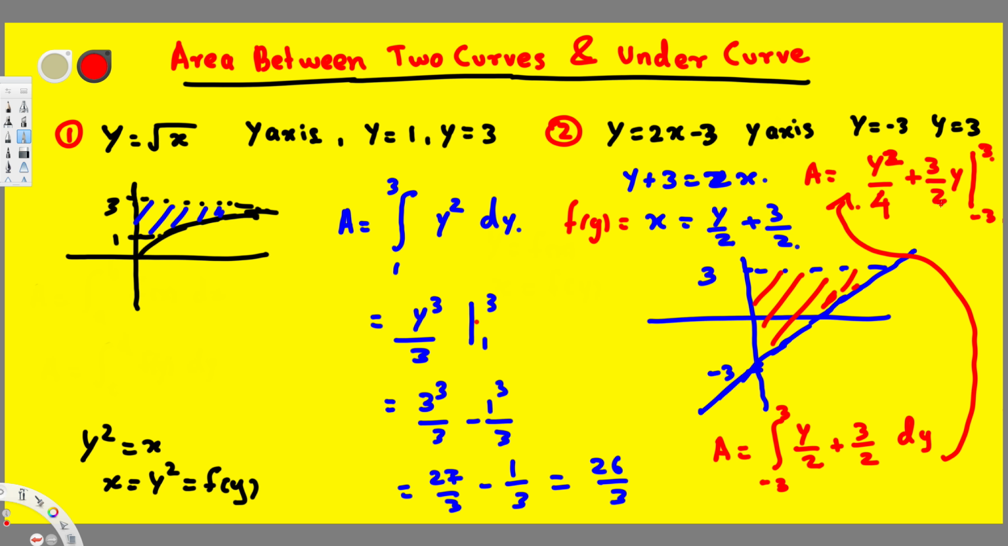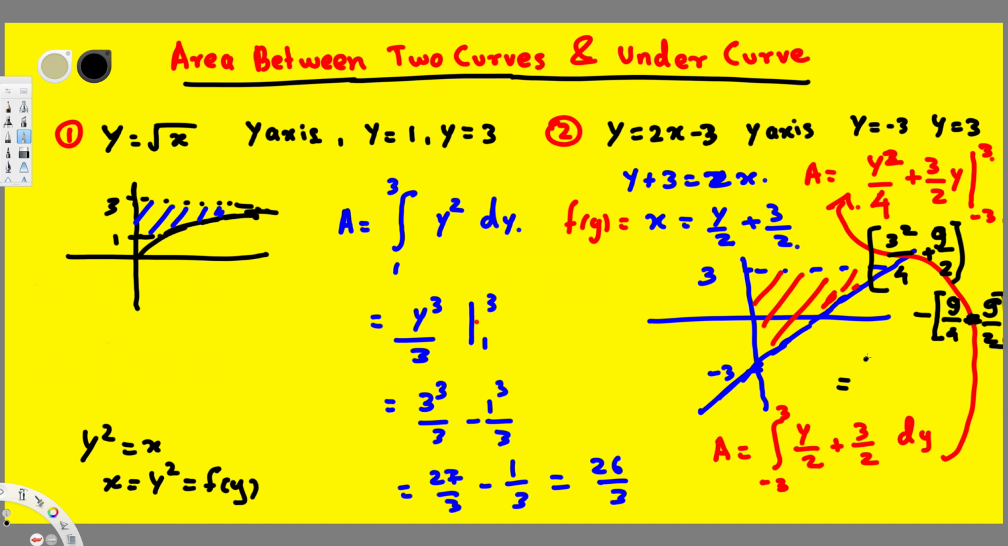Now let's substitute 3 first. If we substitute 3, this is going to become 3 squared divided by 4 plus 3 over 2 times 3. We have 3 times 3, which makes this 9. And also we have minus, and if we substitute negative 3, negative 3 squared is going to become 9 over 4, and plus negative 3 times positive 3 makes this negative 9. So negative 9 over 2 we are going to have right here.